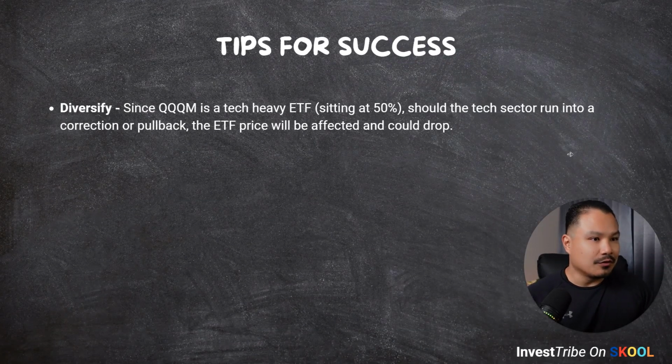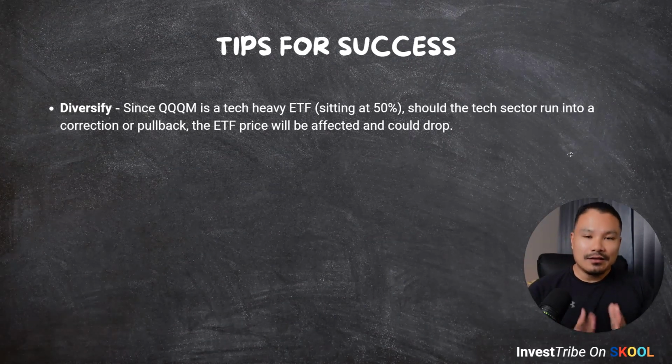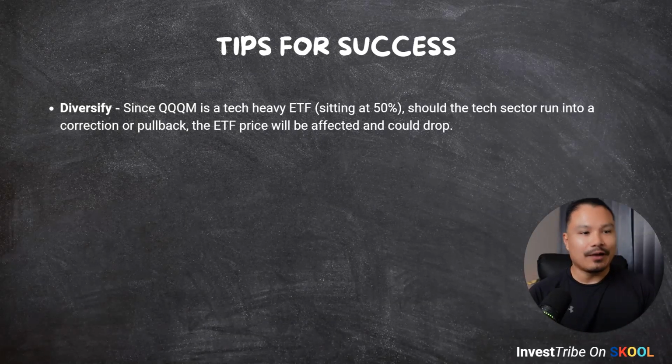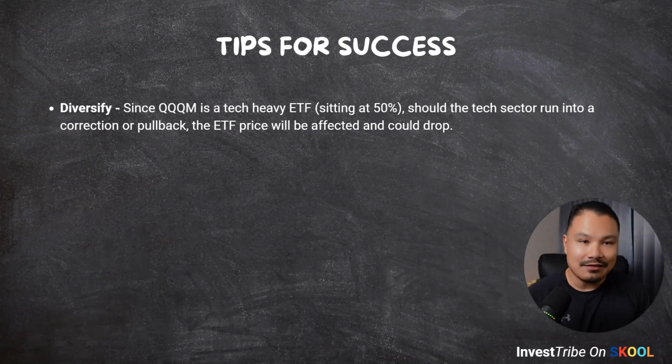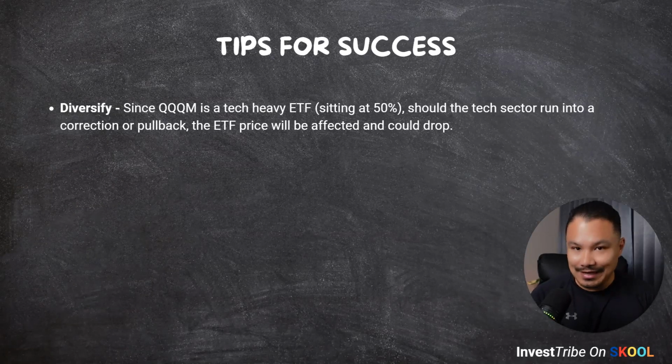All right. So here's some tips for success. You should absolutely always consider diversification. Since QQQM is a tech-heavy ETF sitting at 50%, should the tech sector run into a correction or a pullback, that ETF will be affected and could drop substantially.